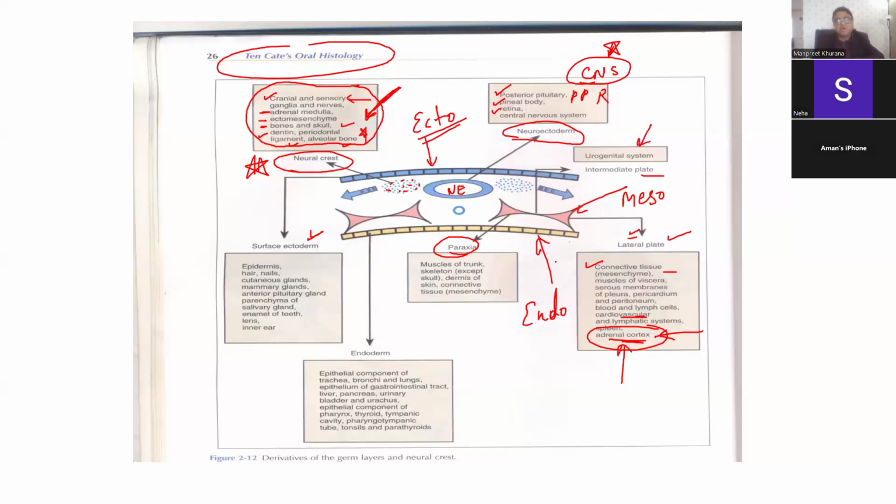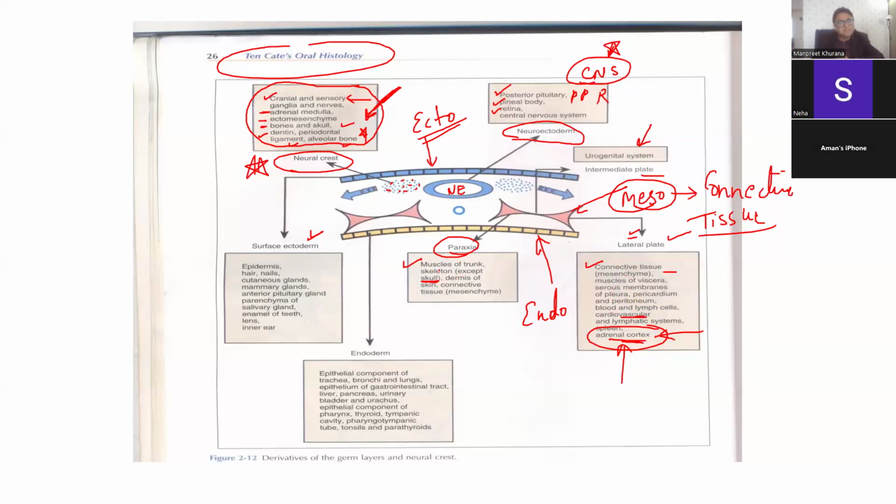If you see, most of the connective tissue is formed from the mesoderm. Like the heart, the blood vessels, lymph vessels, cardiovascular system, adrenal cortex, connective tissue, right? The paraxial mesoderm gives rise to muscles. Muscles are again like connective tissue, and they are all formed from the mesoderm. So paraxial gives the muscles of the trunk and skeleton, except the skull, which is formed by neural crest cells.